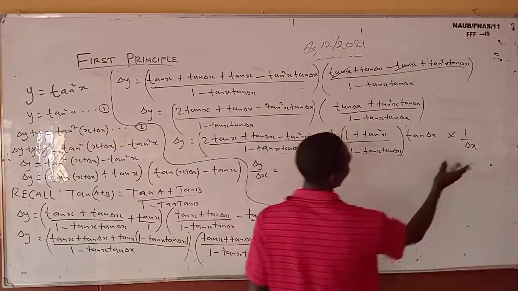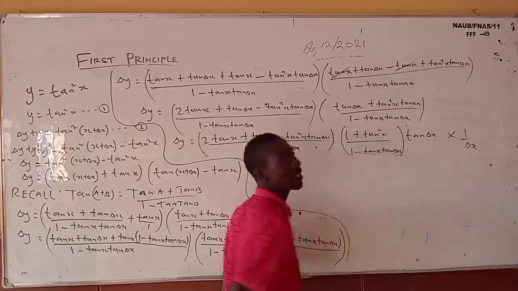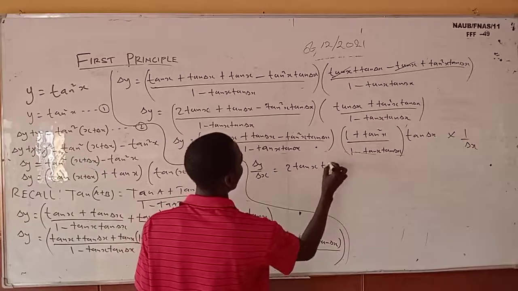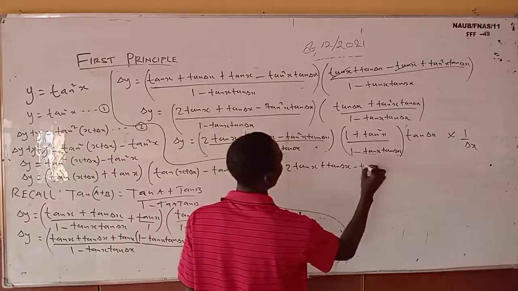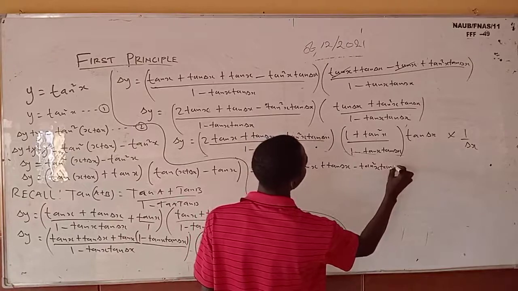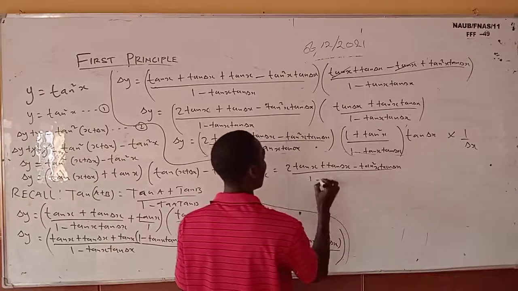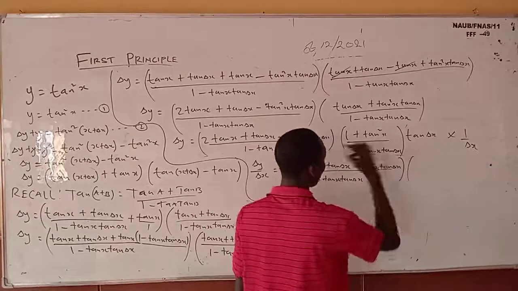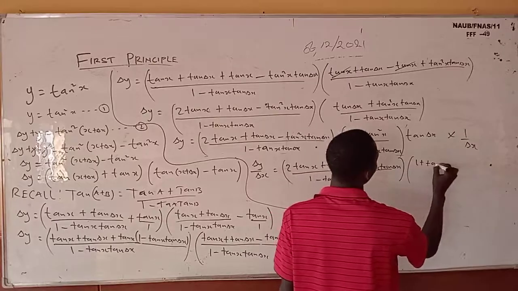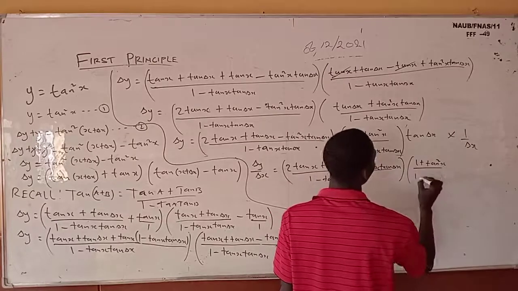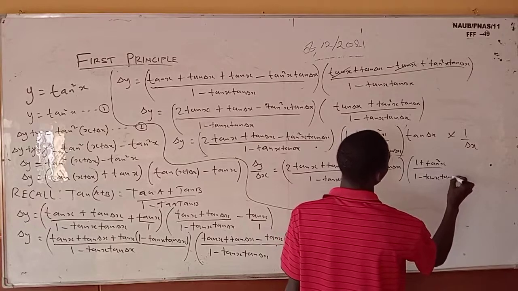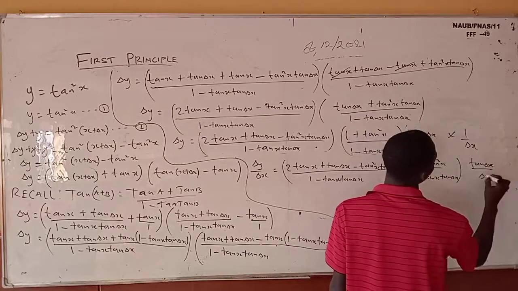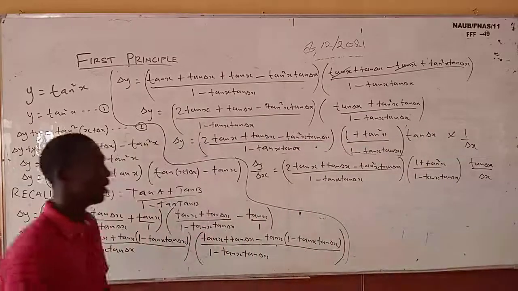So now, I will just put this Δs under this tan Δs. Do you get that? So now just write this as 2 tan s plus tan Δs minus tan² s tan Δs all over 1 minus tan s tan Δs, into 1 plus tan² s all over 1 minus tan s tan Δs, and then tan Δs all over Δs. I hope you get this now.